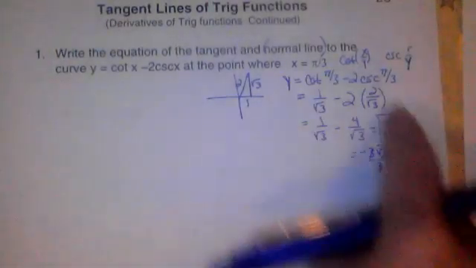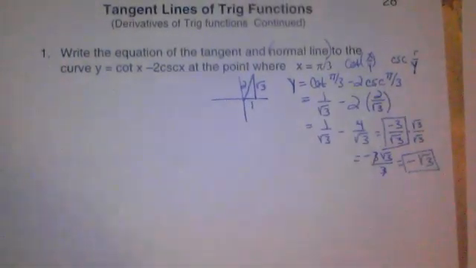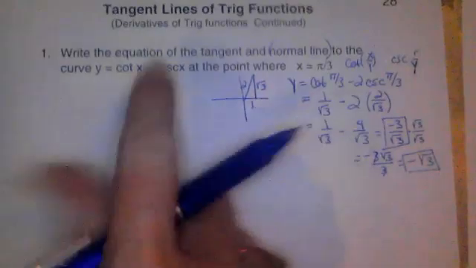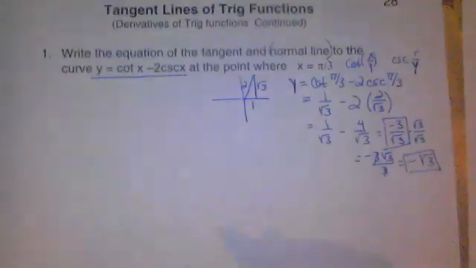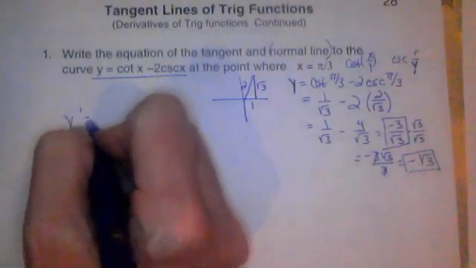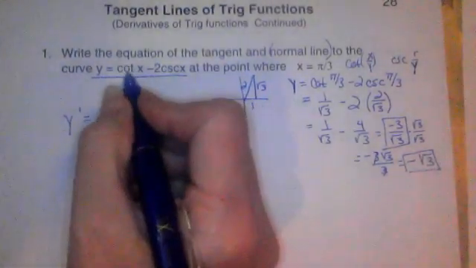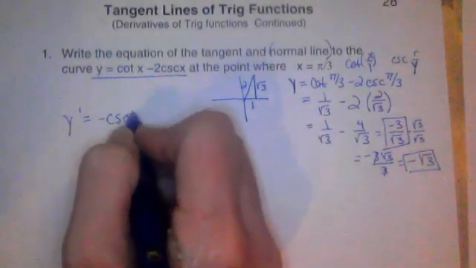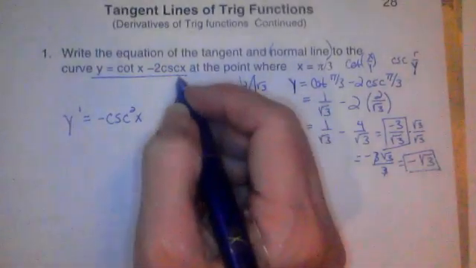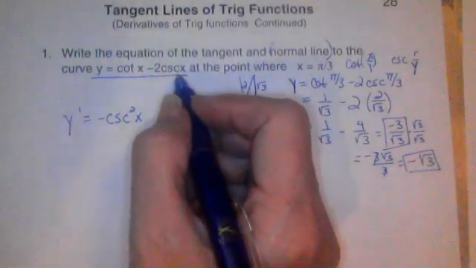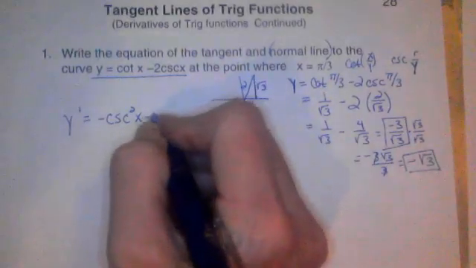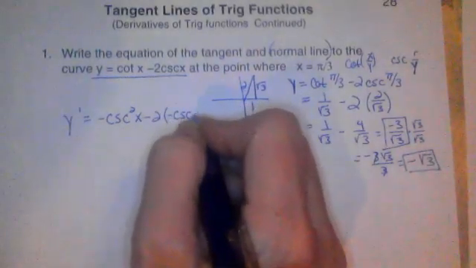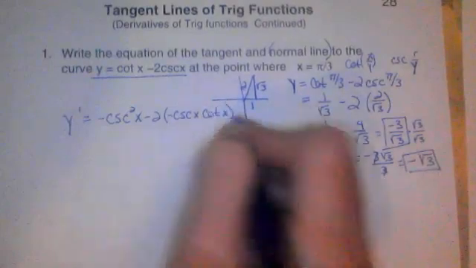Well, that's a lot of trig. You're going to have to remember some trig stuff. Okay, and now we need our slope. So to get our slope, we have to take our derivative. So we need the derivative of this equation. So y prime, remember the derivative of cotangent is negative cosecant squared. So negative cosecant squared x. And the derivative of cosecant is negative cosecant cotangent. So we're going to have minus 2 times negative cosecant x cotangent x.